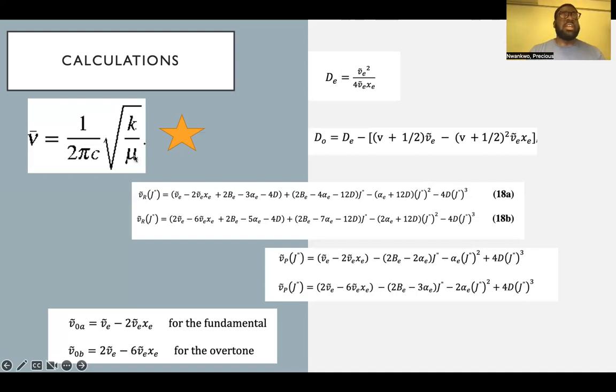Using the reduced mass of the DCl and the HCl, we can get our K value using 2 and pi and rearranging this equation with our V, which is one of the vibrational constants that we're going to solve for using the analysis of the polynomials. We can solve for our K and then compare the two.